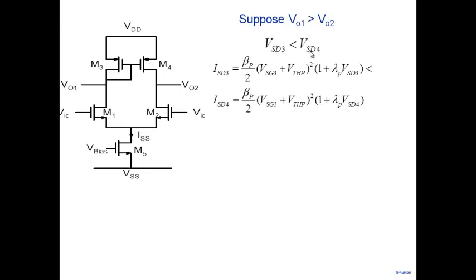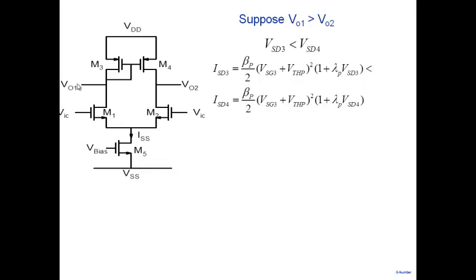Now the current that flows in M3 is current in saturation region. In addition to that, I've taken this value here also to be more accurate, channel length modulation, 1 plus lambda VSD3 here. And similarly, the expression for current in this transistor with VSD4 here.